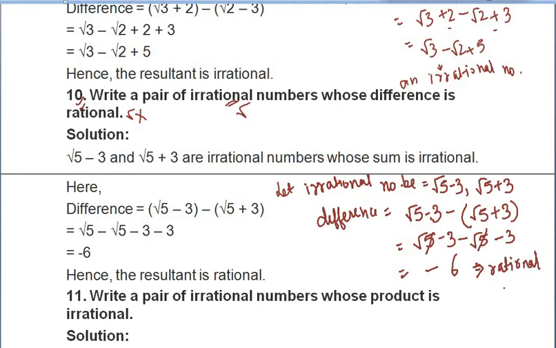It is a rational number. So this is the answer. Now question number 11. What is it saying in question number 11? Write a pair of irrational numbers, meaning the numbers should consist of an under root, whose product is an irrational number, meaning you multiply and even after that an irrational number should come.